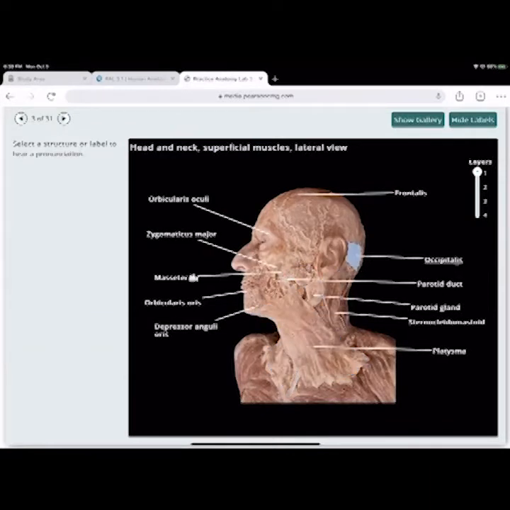Occipitalis is a muscle on the occipital bone. Frontalis is a muscle on the frontal bone. There's your occipitalis, there's your frontalis.